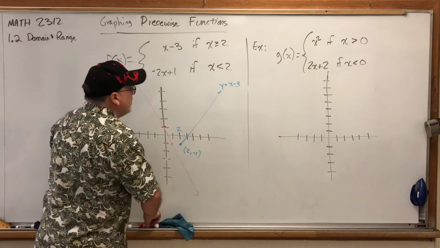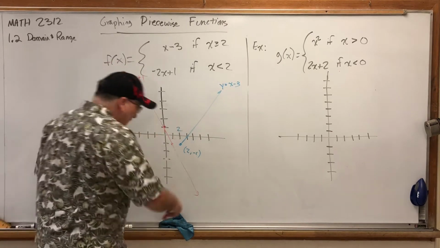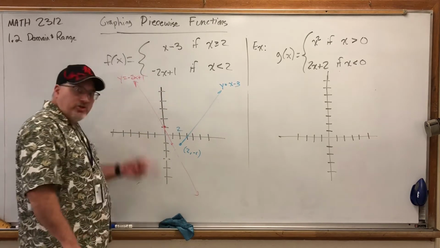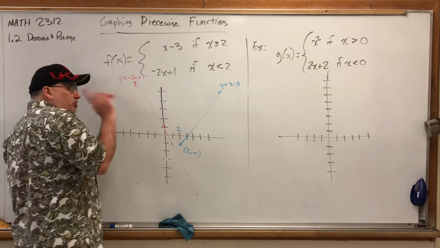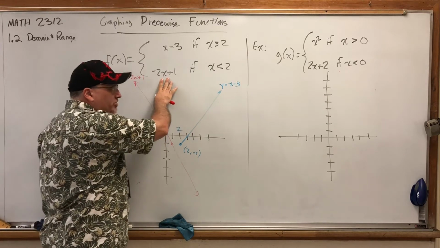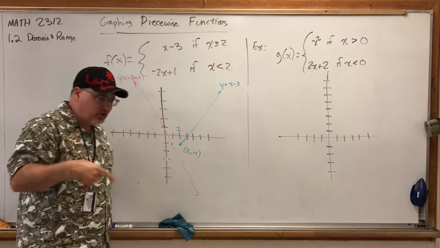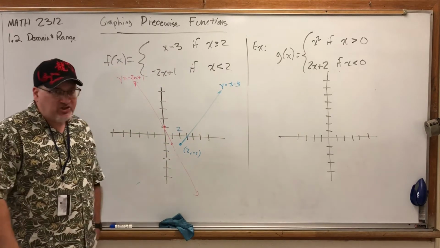For the red graph, we only want it for x is less than 2. So we're going to stop it at 2, but I want to know exactly where it stops. I know 2 doesn't belong to the domain for the bottom part of the graph. In other words, when x equals 2, I don't put it here because it says x is less than 2. But I need to know where this graph stops.